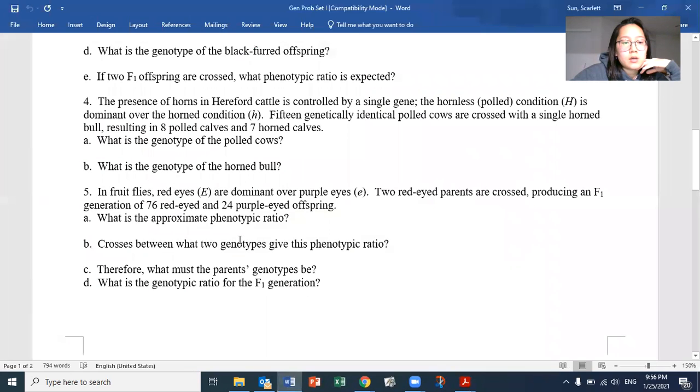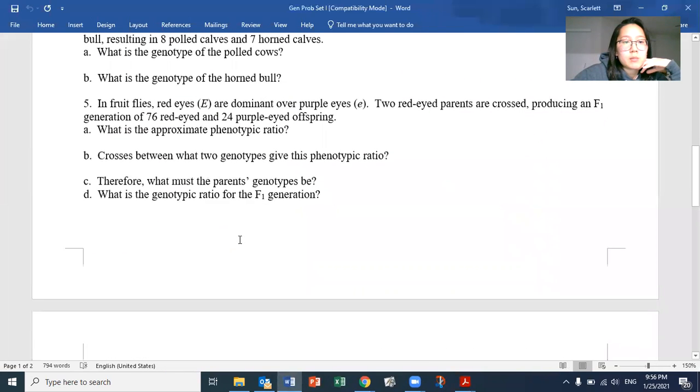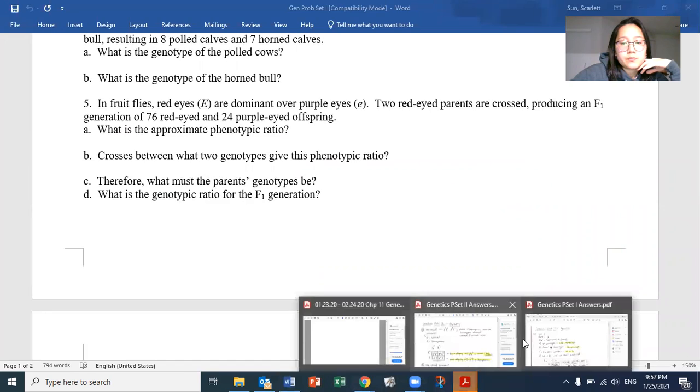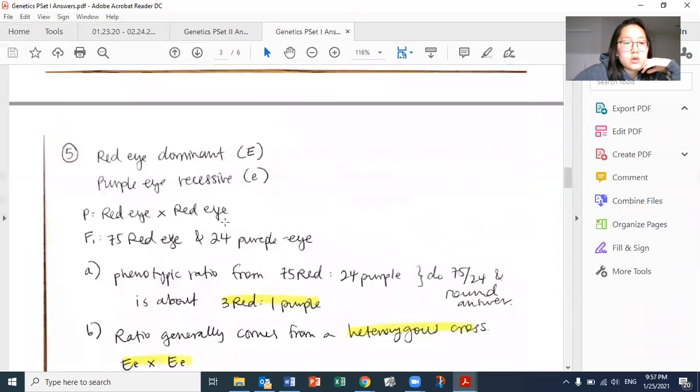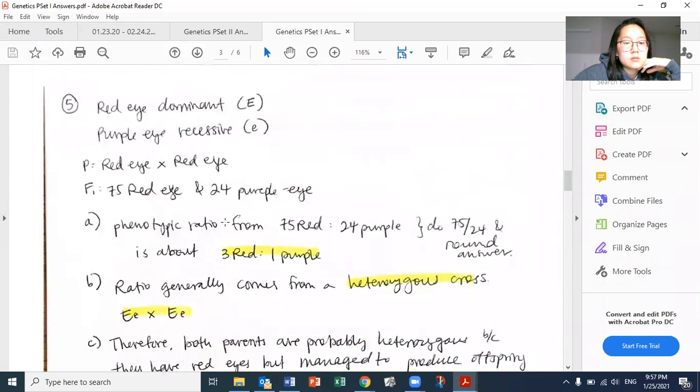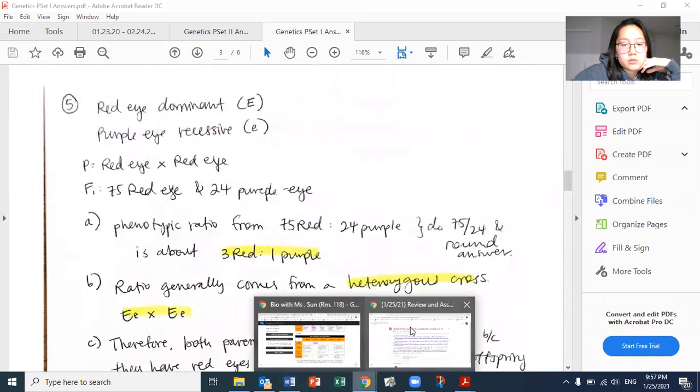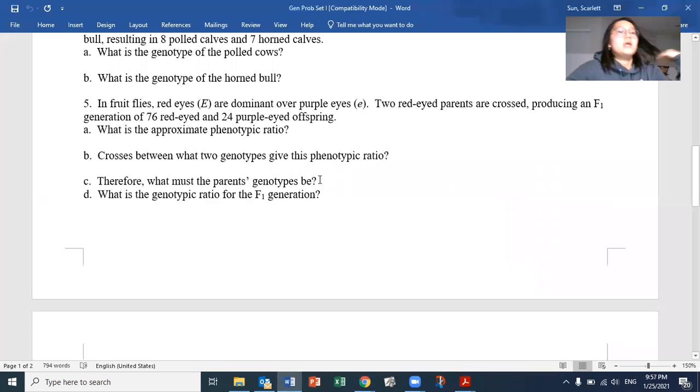And we're going to be on number 5, where we're talking about fruit flies. Scroll down to number 5 and see if it will show. Perfect. Sorry, technical difficulties. Okay, in fruit flies, red eyes, capital E, are dominant over purple eyes, lowercase e. And this is actually real. Some of them have purpley eyes compared to the normal red eyes that you see.